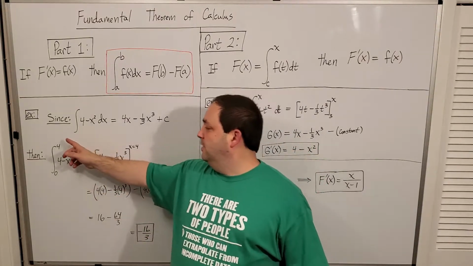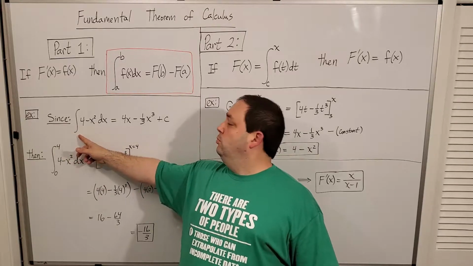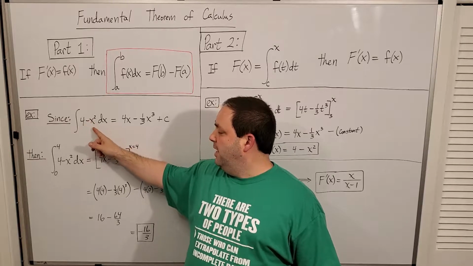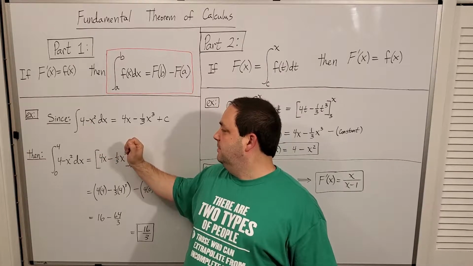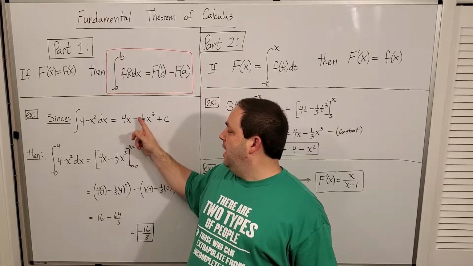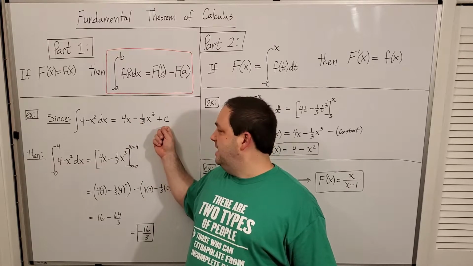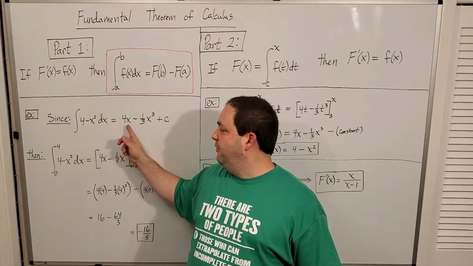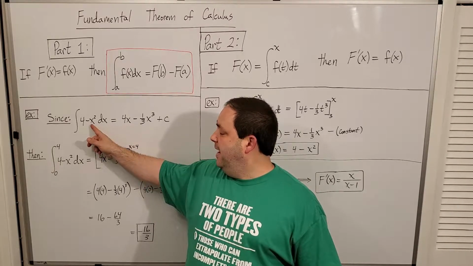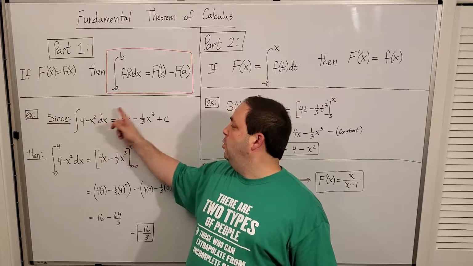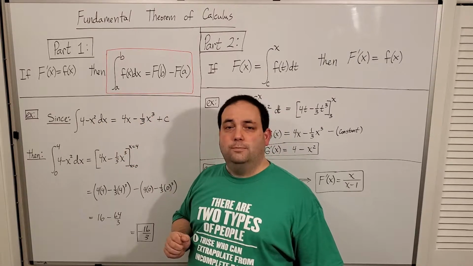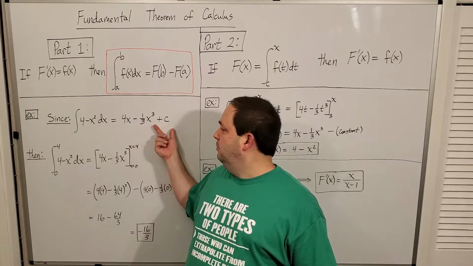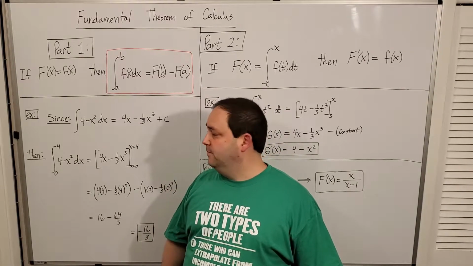Here's the example. Since I can show from a couple of sections ago that the antiderivative of 4 minus x squared dx is 4x minus 1/3 x cubed plus c, right? I'm just using the power rule here. Antiderivative of 4 is 4x. Anti-power rule here, I add 1 to the 2, divide by the new power. And of course, with every antiderivative, you add a constant plus c, right?